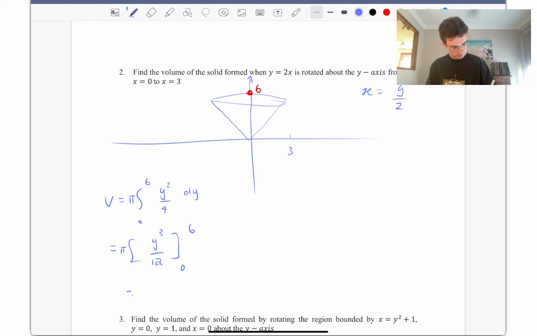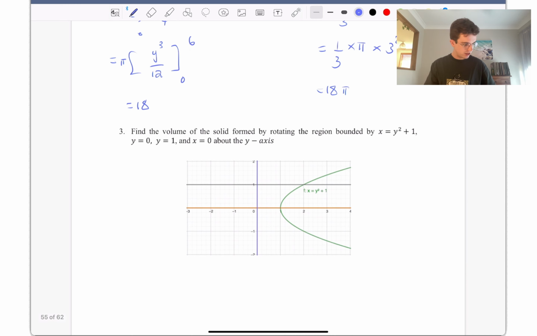Now something cool we might want to see, this is a cone with radius 3 and height 6. So volume is 1/3 pi r squared h. So that's going to be 1/3 times pi times 3 squared, which is 9, times the height of 6, which is actually 18 pi.